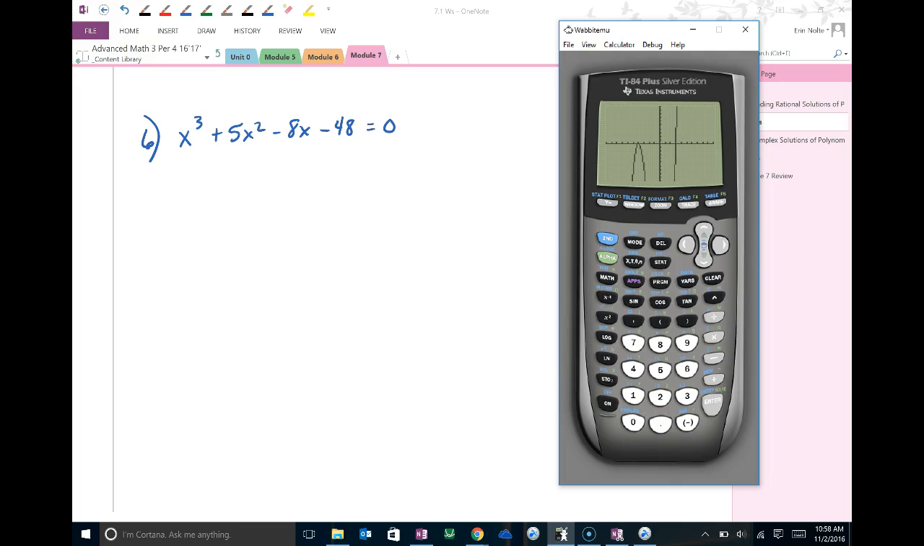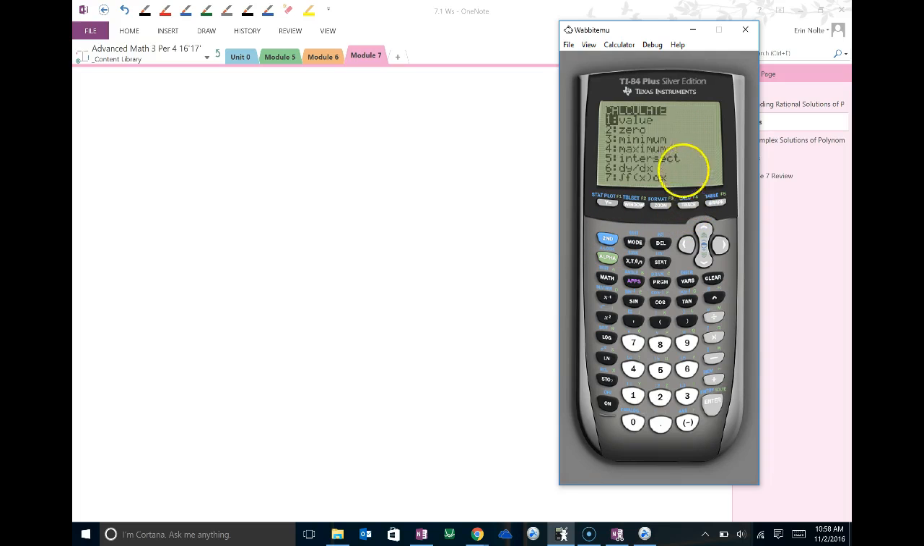Do you guys see what I'm saying by that? See how -4 is different? The calculator won't interpret that as a 0 because it doesn't cross through, it just touches. So if you're going to find a 0, you hit second trace, and we're going to do number 2, and we have to find the one on the right.